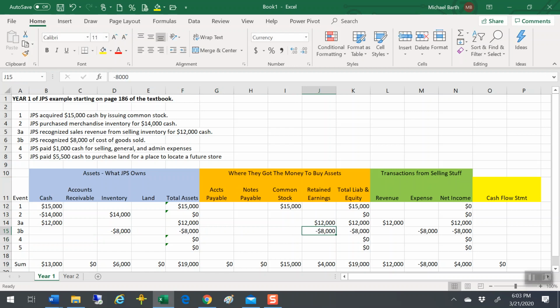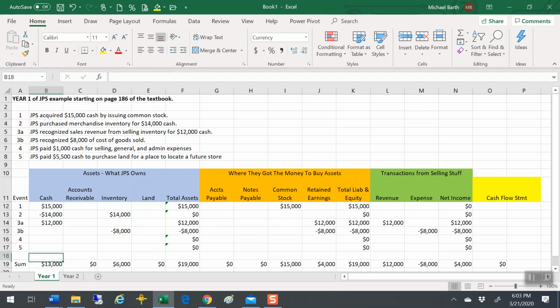Retained earnings goes down by $8,000. Okay, so really if I had added these two lines together, which is how you and I would normally do it, we can see that we still have now $19,000 of total assets.